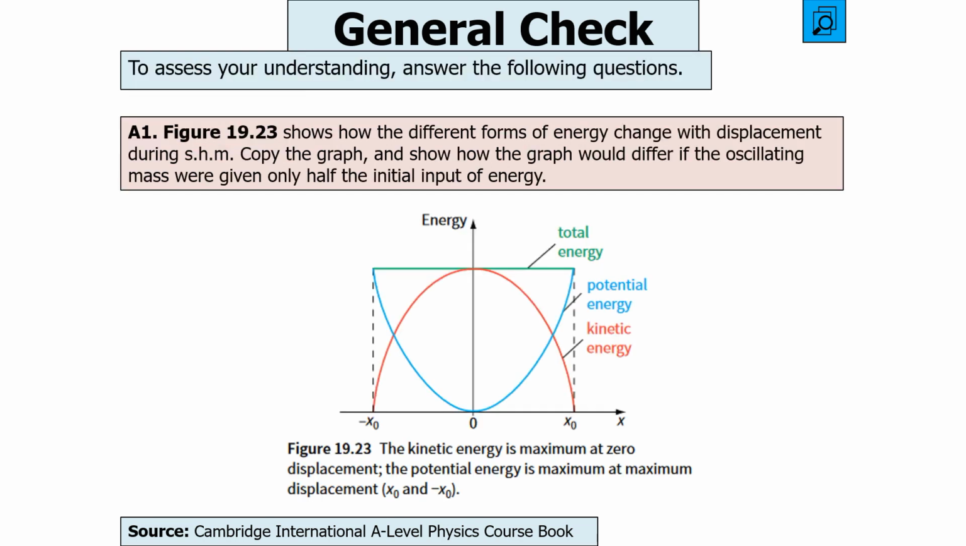The next question says, the figure below shows how the different forms of the energy change with displacement during simple harmonic motion. Copy the graph and then show how the graph would differ if the oscillating masses were only given half the initial input of the energy. So pause the video now, then unpause the video when you want to go through your answer.